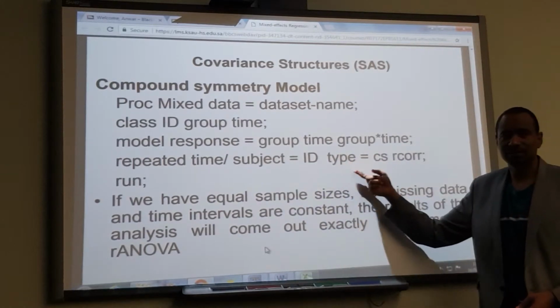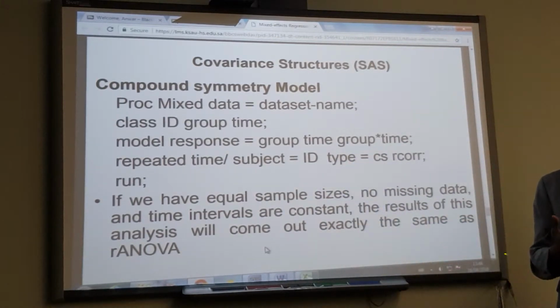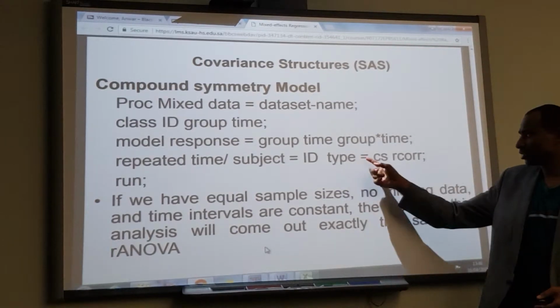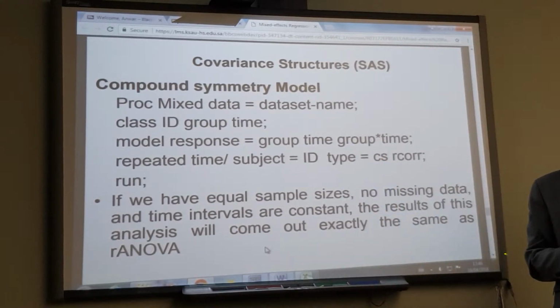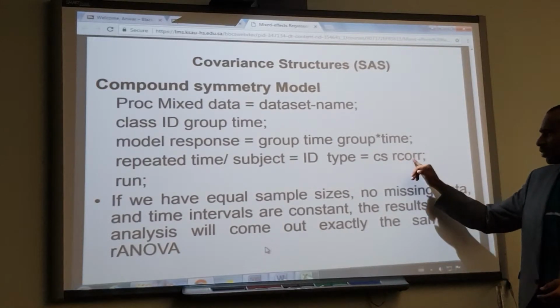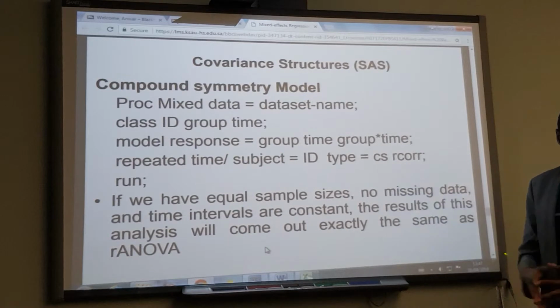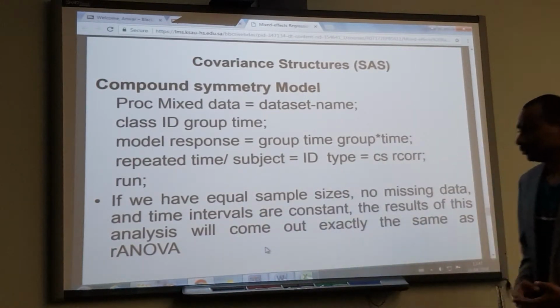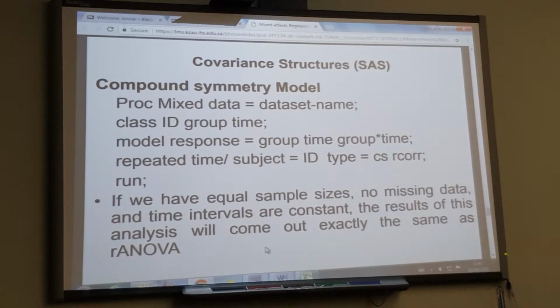The type is for the type of variance covariance structure. This is also a SAS keyword. You have to specify that, which means you're requesting the compound symmetry. Then rcorr is for just the correlation. This is an option you may not need. It's okay if you put that and then run. So what will this give you?